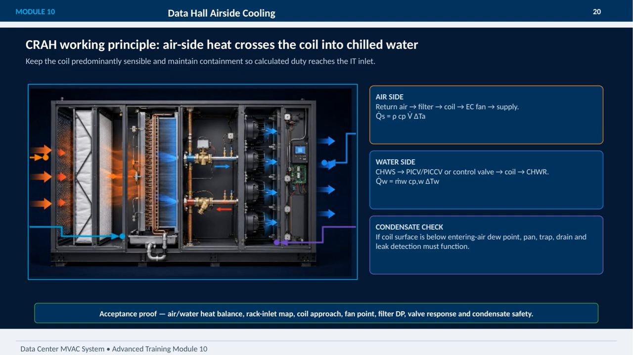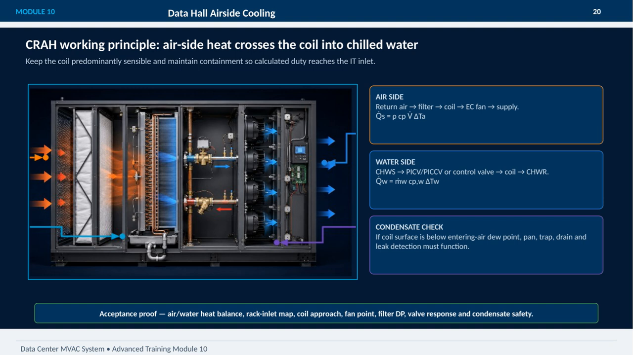On the air side, the airflow path follows return air moving through a filter, then across the coil, followed by an electronically commutated fan, before being supplied back to the data hall. The sensible heat transfer on the air side can be calculated using the formula involving air density, specific heat, airflow rate, and temperature difference. On the water side, chilled water flows through a control valve or PICV, passes the coil, and exits as returning water. The heat transfer here depends on the mass flow rate of water, its specific heat, and the temperature difference between entering and leaving water. Another critical aspect is condensate management.